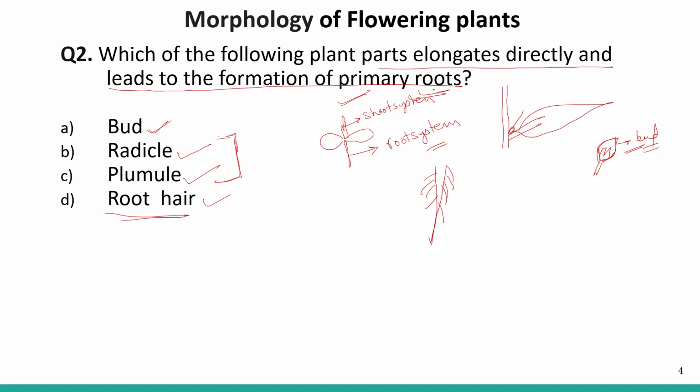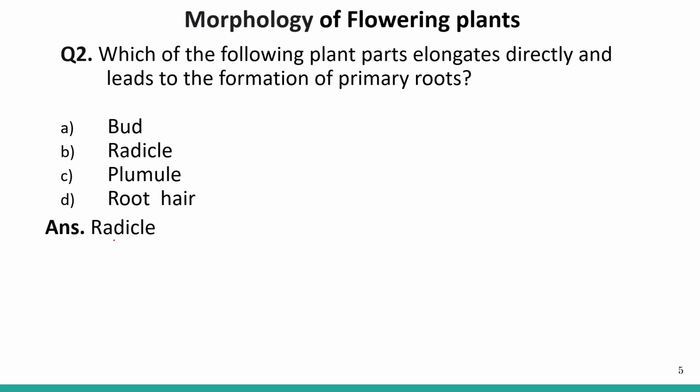So which of the following plant parts elongates directly and leads to the primary root? So that is the radicle part. This root system is formed from the radicle part. Okay, the primary root is formed from this radicle part. So the correct answer is radicle.